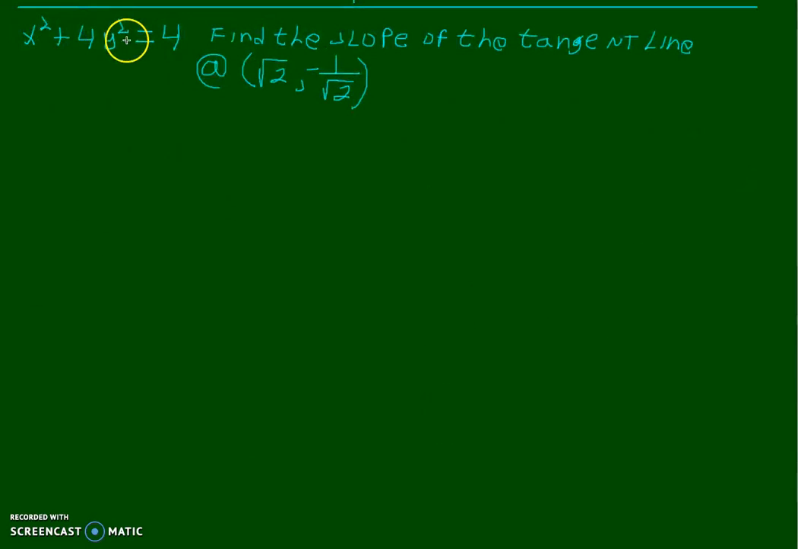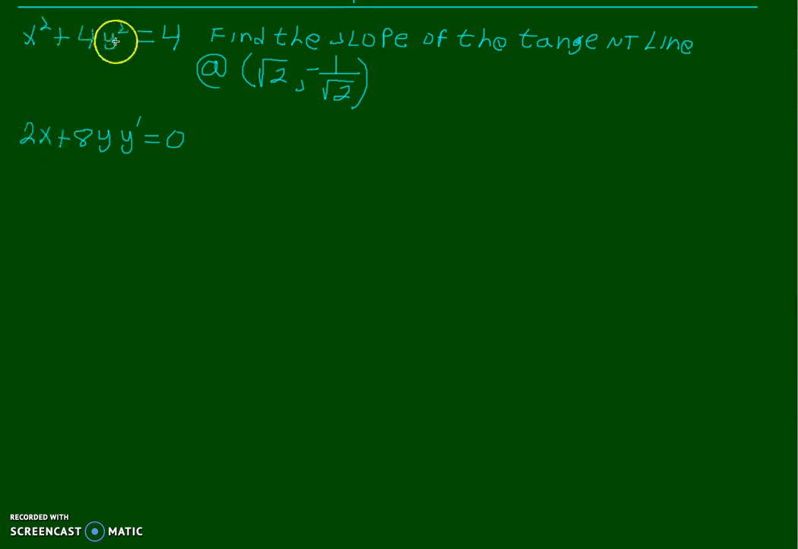So here's our function, and we want to find the slope of the tangent line at the point square root of 2, 1 over the square root of 2. So we're looking for slope, so we need the derivative of this function. So we're going to derive this implicitly, and we have 2x plus 8y y prime equals 0.